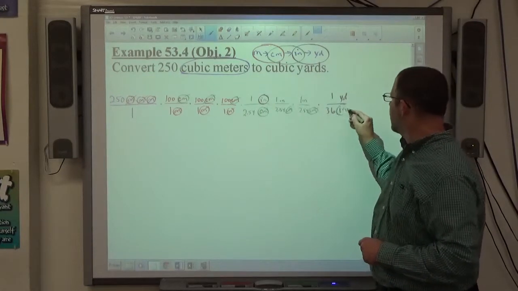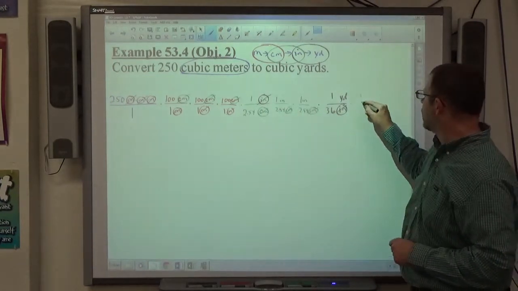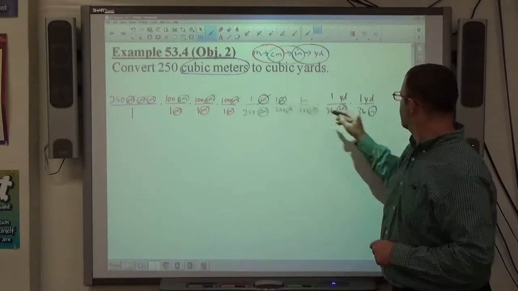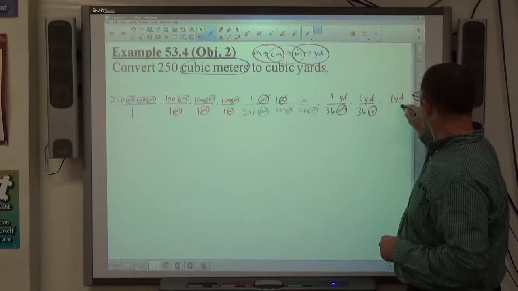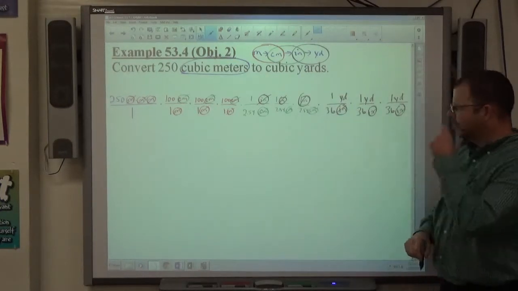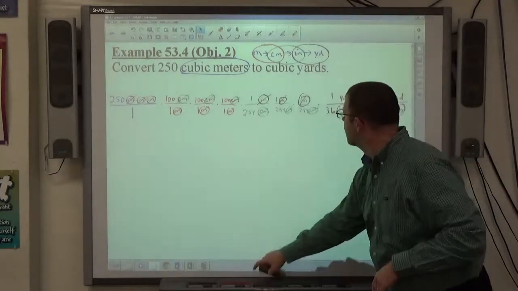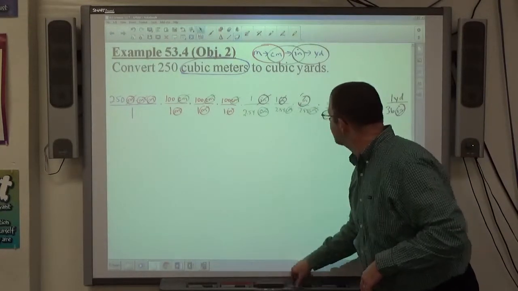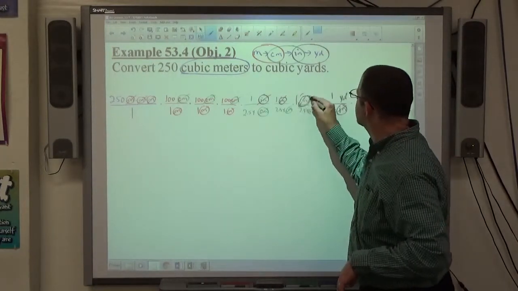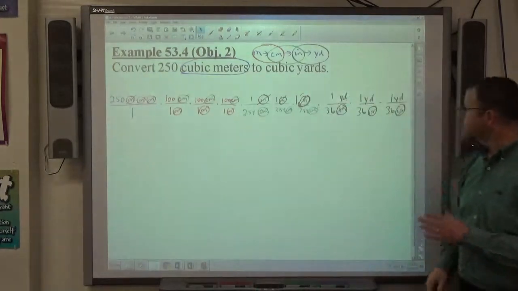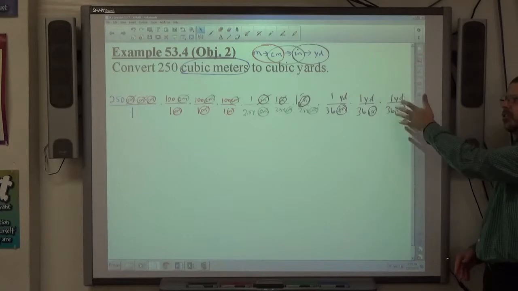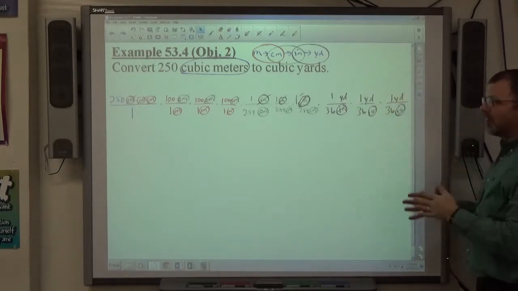This inch cancels that inch. I still need 2 more multipliers that are exactly the same each time. Alright, I accidentally started with 1 there also. Don't want to do that. So, just like that, the meters change to centimeters, the centimeters change to inches, the inches change to yards. Now I've got all yards, and I've got all these numbers.